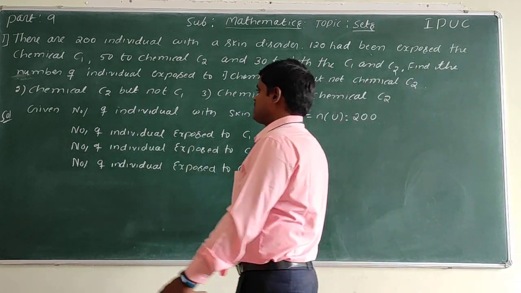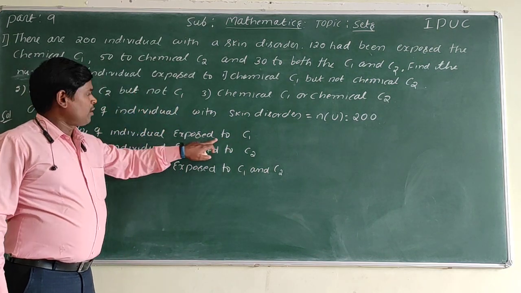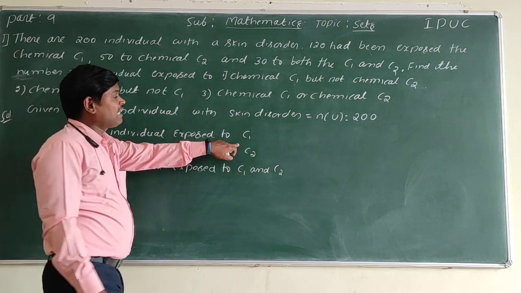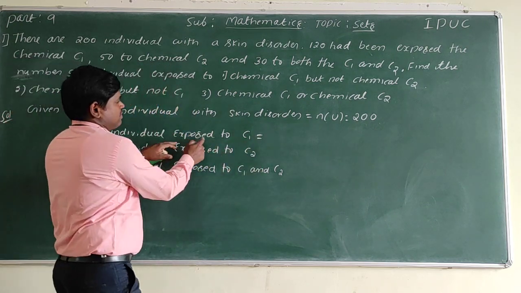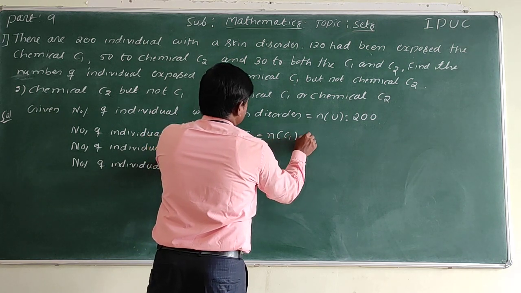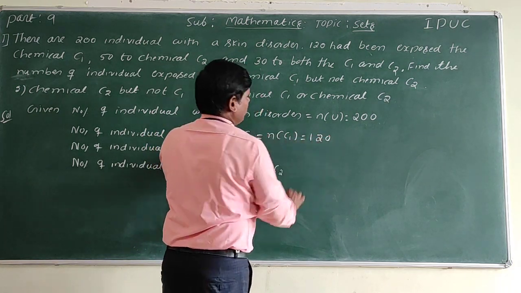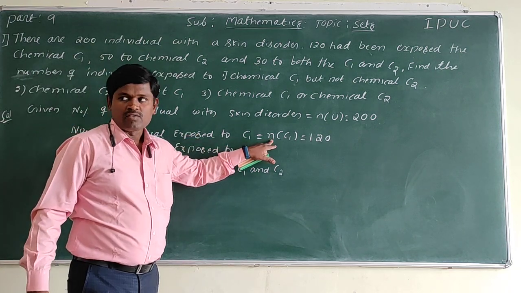Next one is the number of individuals exposed to chemical C1. We write the mathematical equation of this as n of C1, which is equal to 120. 120 had been exposed to chemical C1.